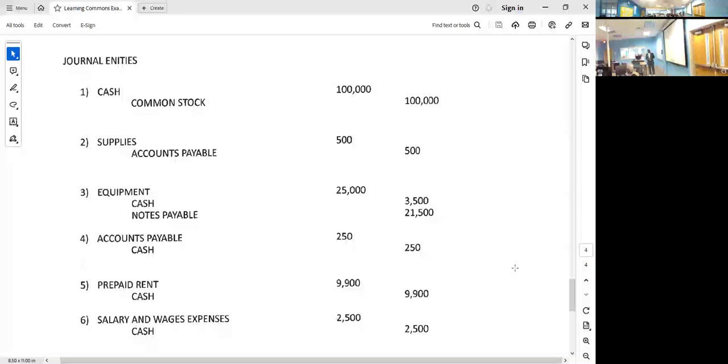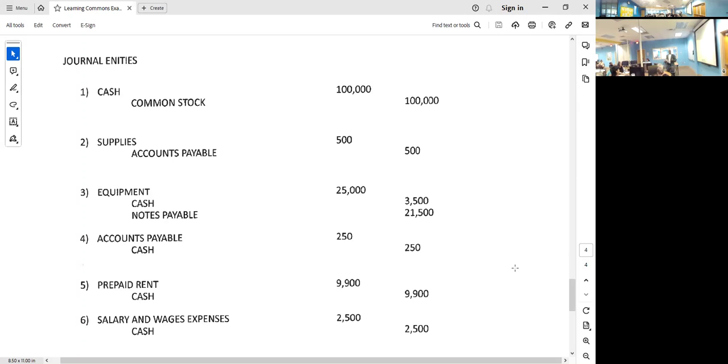Number two, what did we do in number two? Purchase supplies on credit. Now, what was the key to let you know that you purchased it on credit? Did they say purchase on credit? Yeah, they did. They could use the term purchase on account too. Remember, that's the same thing as purchase on credit. And typically, when they say purchase on account or purchase on credit, they're talking about accounts payable.